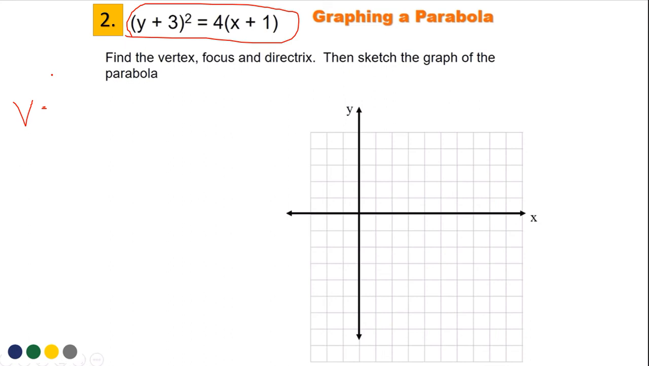Uy, hindi nyo alam maghanap ng HK? What is the value of HK? Sir, can I try po ulit? Go! The value of HK is negative 1 and negative 2 po ba? Or not? K is what? Negative 3. Thank you so much.